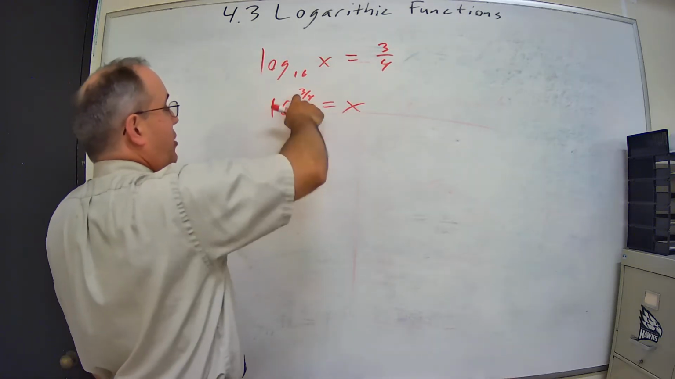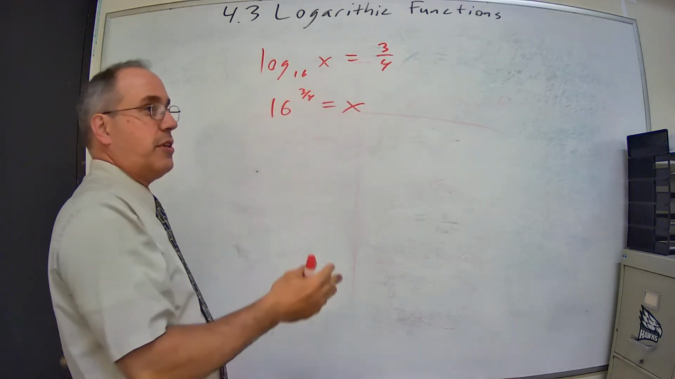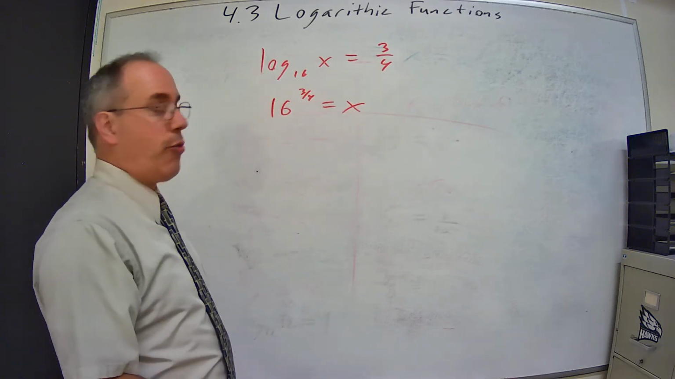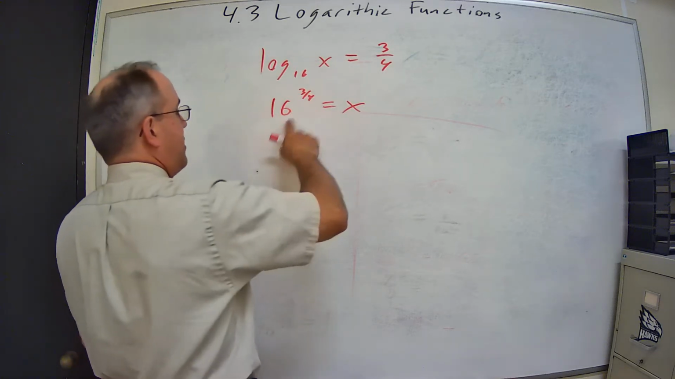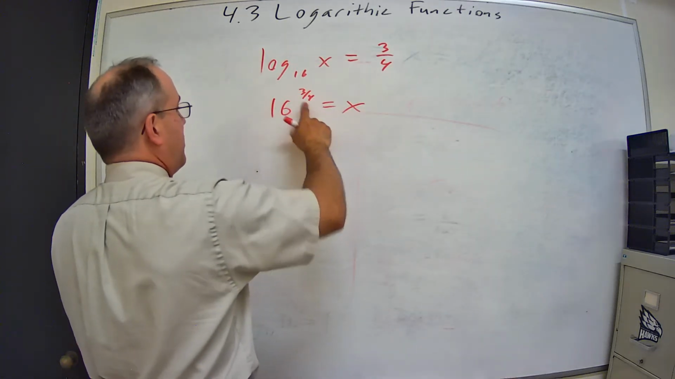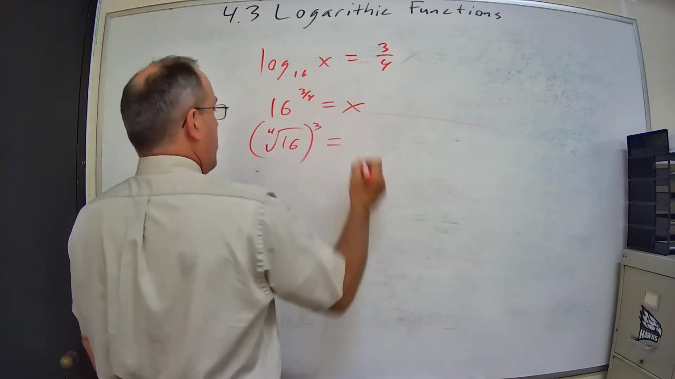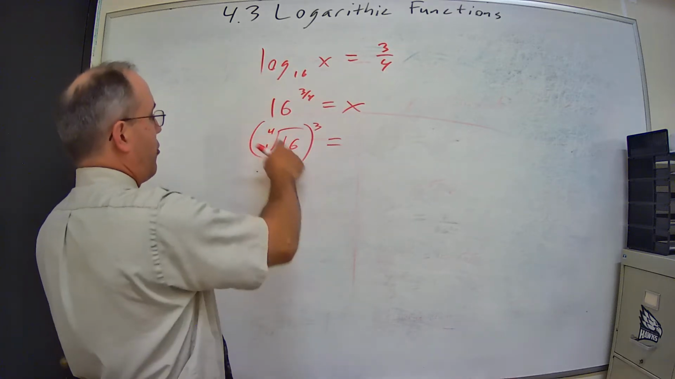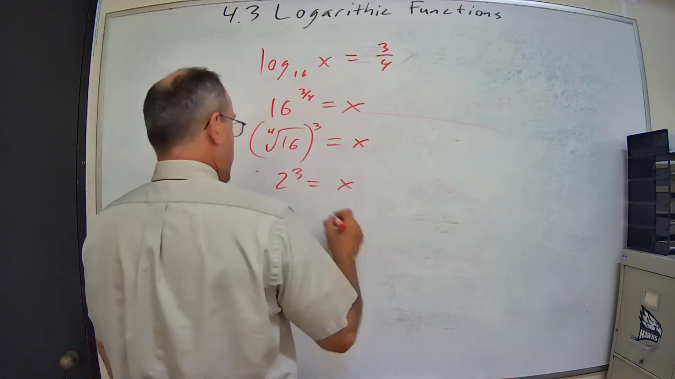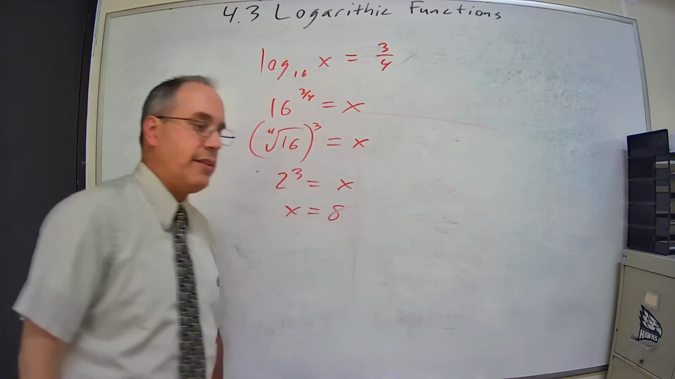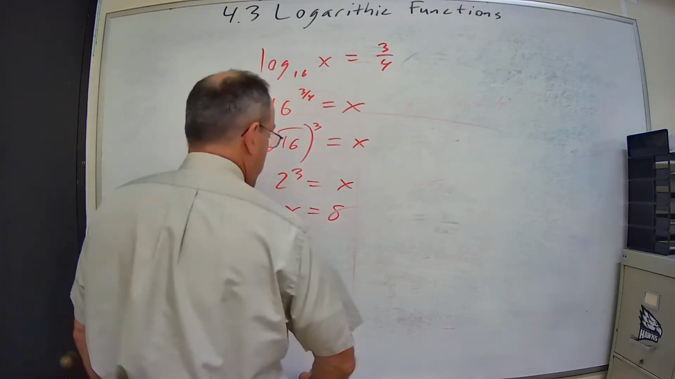Now, I look at this and I remember that we can do that as the 4th root of 16 cubed, or we can do it as 16 to the 4th root, cubed. In this case, I see that the 4th root of 16 will work much easier for me because the 4th root of 16 is 2. So I have 2 cubed. So x is equal to 8. So once we convert it to exponential form, really easy to solve.